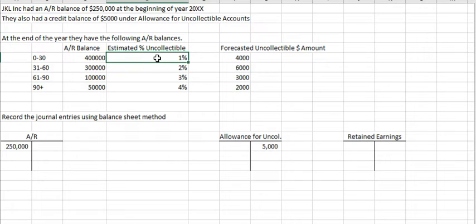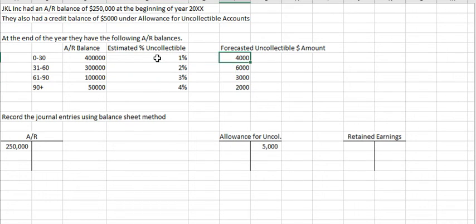So as you see, as the uncollectible accounts receivable ages past due, the estimate is going to increase. That's natural. If somebody is past 90 days, that company or that person is less likely to pay the credit. So that's why you are going to see an increasing piece for estimated account percentage of uncollectibles.